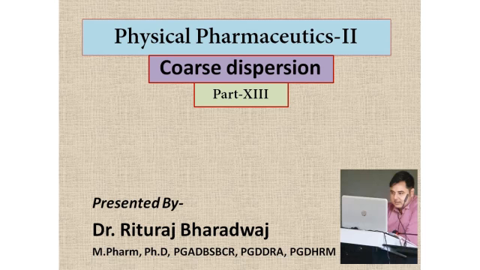Hello everyone. So we are going to start the last part of the course Dispersion, that is part 13. In this unit, we are going to deal with the different types of equipment which are generally used in the pharmaceutical industry as well as on the laboratory scale for production of different types of emulsion. So without wasting any time, let's start the presentation.